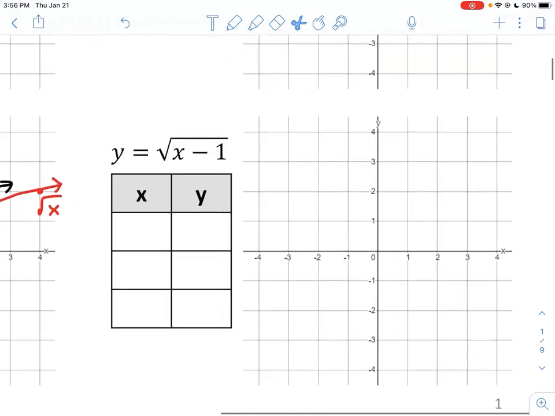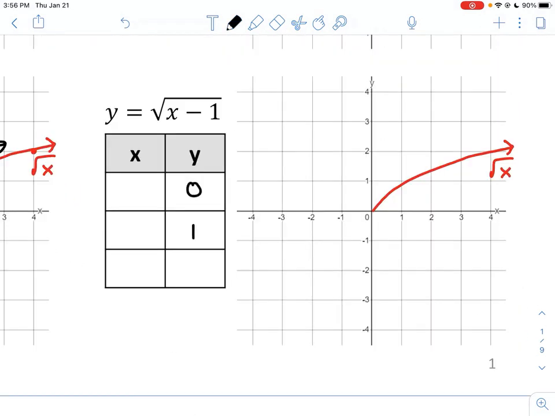Let's see how radical x minus 1 affects things. If I can, try to get these same outputs for y. And what x is required so that I get an output of 0? Well, I need the radicand to be 0 for that to happen, so I need x to be 1. If I want the output to be 1, then I need the radicand to also be 1. So I need an x-coordinate of 2. If I want the output to be 2, I want the radicand to be 4, which means I need x to be 5. Plotting these points, we have (1, 0), (2, 1), and then off our grid here would be (5, 2).